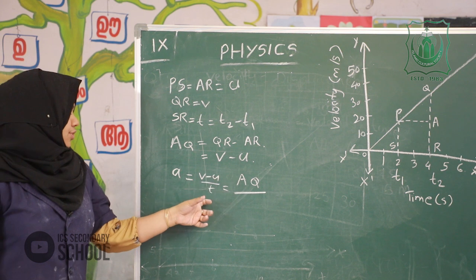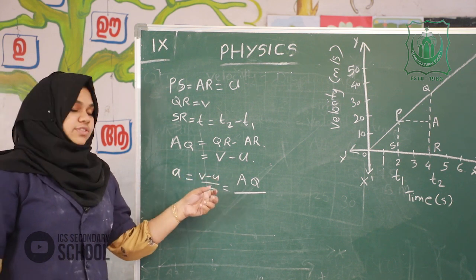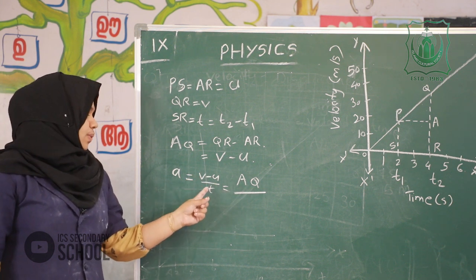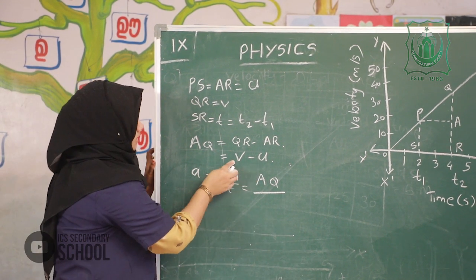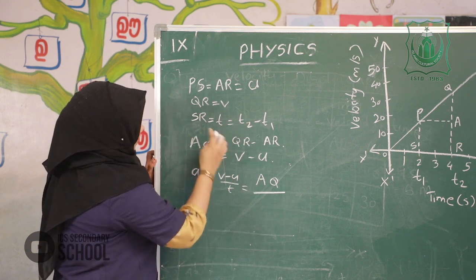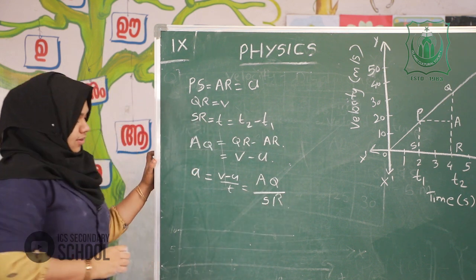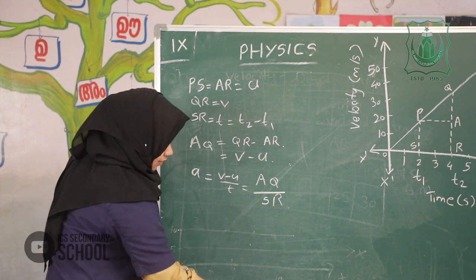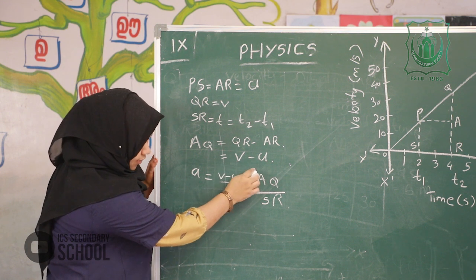How will we get V minus U here? Because we know that acceleration is equal to rate of change of velocity divided by time. Rate of change of velocity is equal to V minus U divided by T, time T. So V minus U, that is AQ. What is time? That is SR. Got it? So AQ is equal to V minus U.